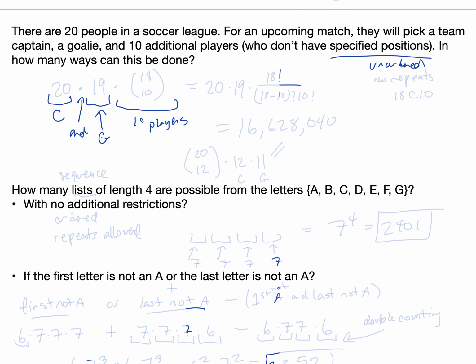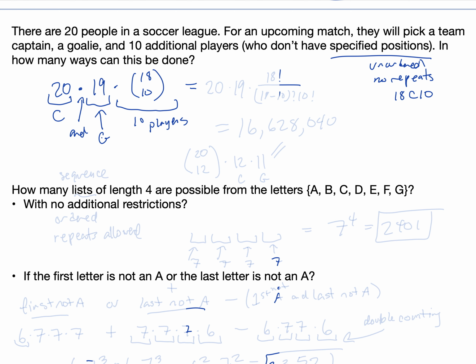So we've got 20 people to choose from for the captain, and then we're going to also have 19 people left over to pick for the goalie. And now of the 18 people left, we are selecting 10 of them to also be on the team. Because this is unordered, no repeats, if we select the same person twice, then we have one fewer person. So this is 18 choose 10 for that piece of choosing the 10 additional players.